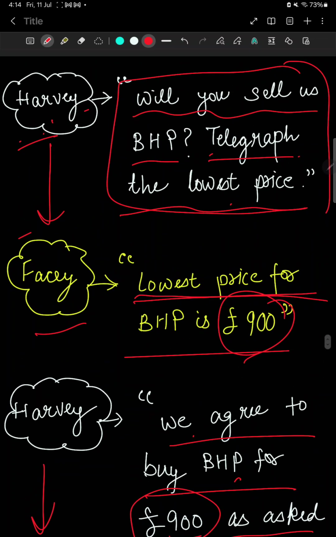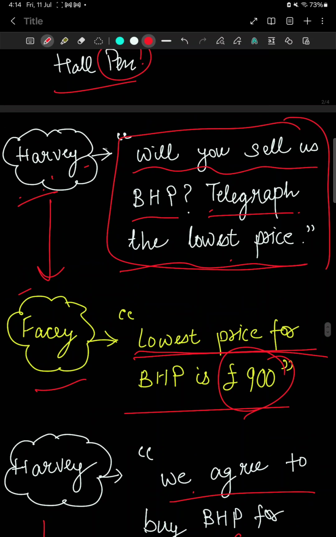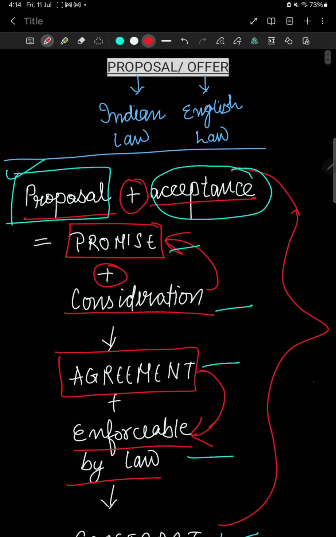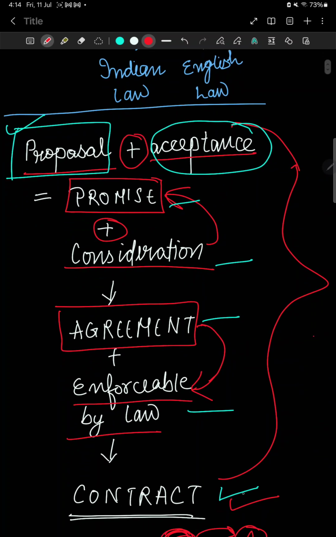Now you think for yourself and try to see, as per this communication, whether there has been a valid offer, whether there has been a valid acceptance, because as we saw here, for a valid contract, in fact even before a contract, for a valid agreement, there has to be a proposal plus acceptance, right? Even to make a promise, there has to be proposal and acceptance. These are the two initial elements. So was there a proposal and was there an acceptance?